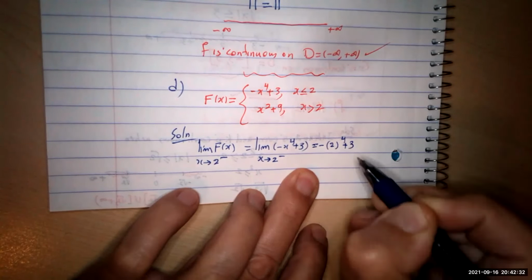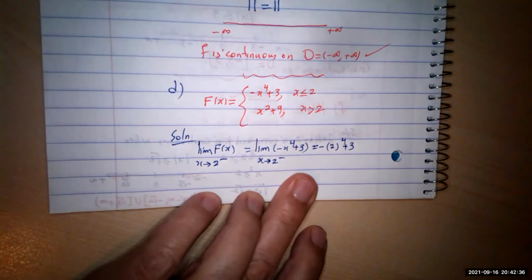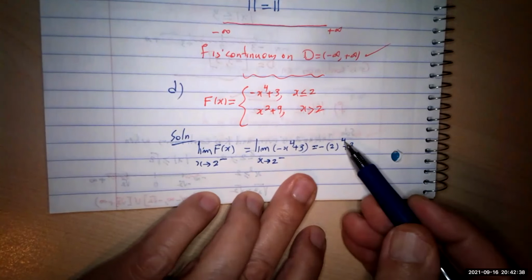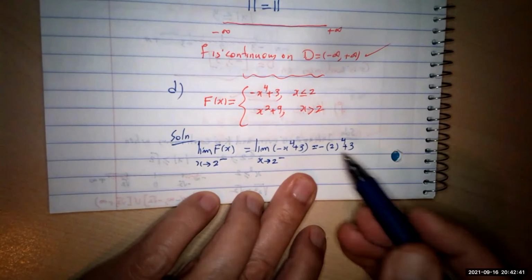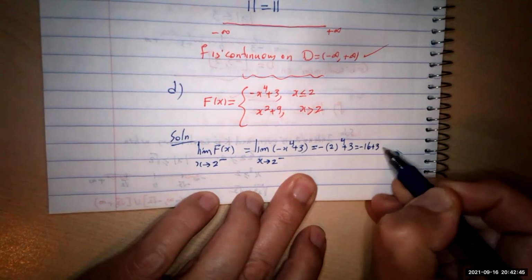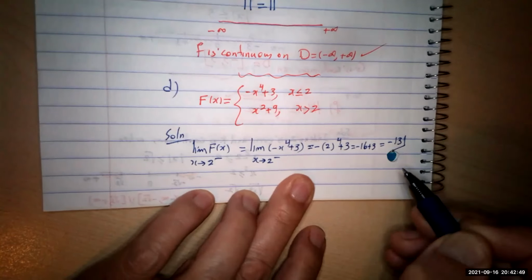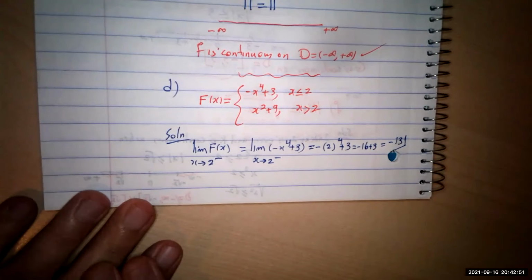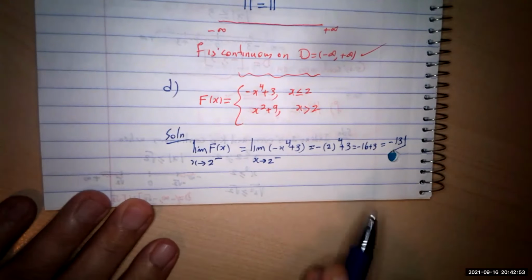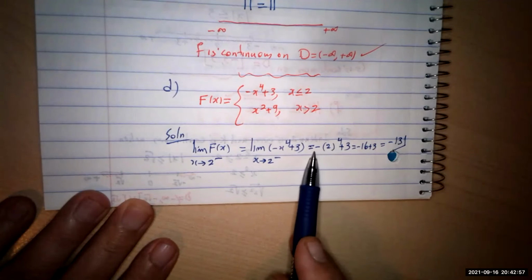Make sure the algebra is okay. We do the power first. 2 to the 4 would be 16. There is a negative here, so that gives me negative 16 plus 3, which is negative 13. So that would be the left limit. Make sure you do the algebra. You see, you raise it first, and then you apply the negative sign.